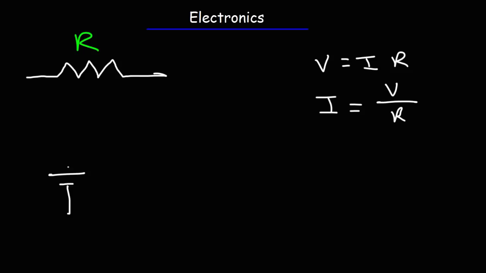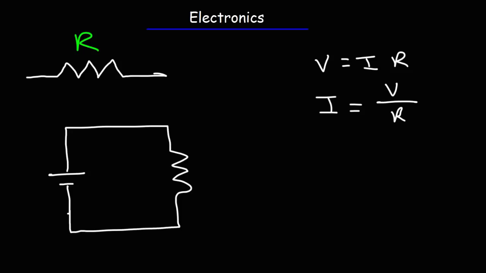So let's say we have a battery attached to a resistor. The long side is the positive terminal of the battery. The short side is the negative terminal of the battery. And let's use a 12-volt battery.